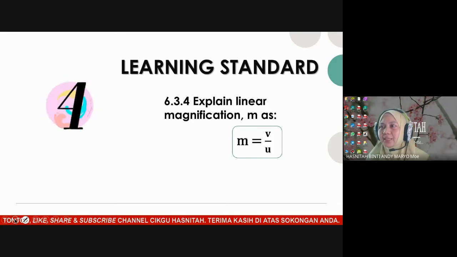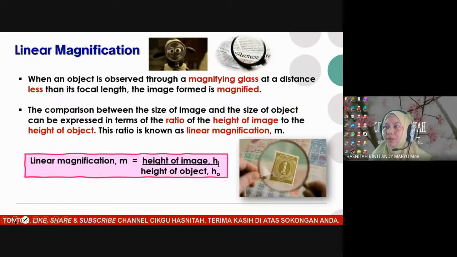Okay, students, this is the last part of 6.3, the fourth learning standard. Explain linear magnification. This is the formula for linear magnification: M equals V over U. So what is linear magnification? For example, if you are using a magnifying glass, where we place the object at a distance less than the focal length, you can see that the image formed is magnified.